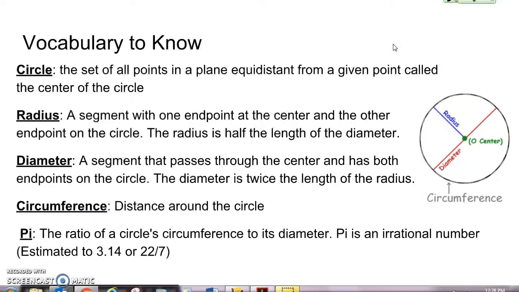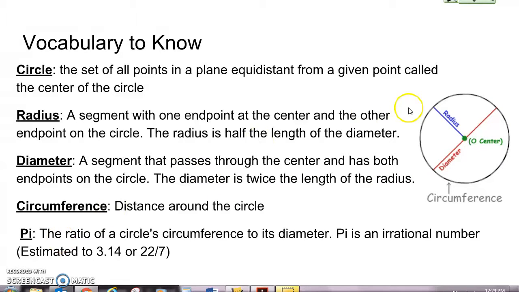And let's start by reviewing a few definitions that you need to make sure you remember to be successful with circles. First, know that a circle is the set of all points in a plane equidistant from a given point called the center. A radius is a segment with one endpoint at the center and the other endpoint on the circle, so it's half the distance across the circle, half of the diameter. Remember that the diameter is a segment that passes through the center, has both endpoints on the circle, so it's going directly across the circle, and it is twice the length of the radius.